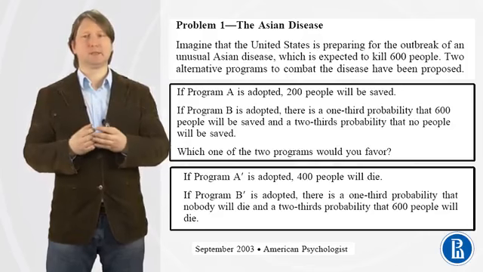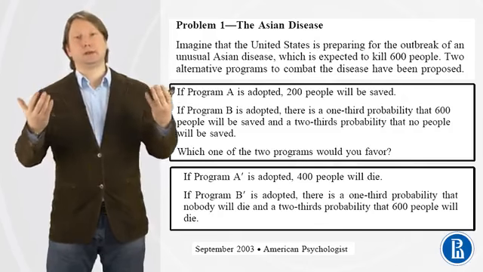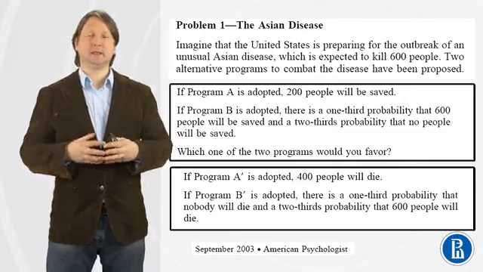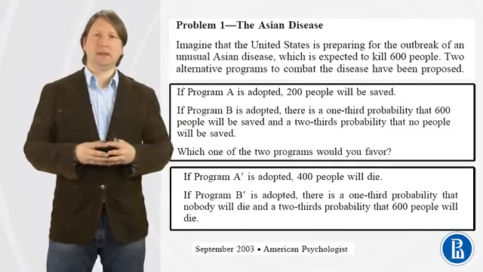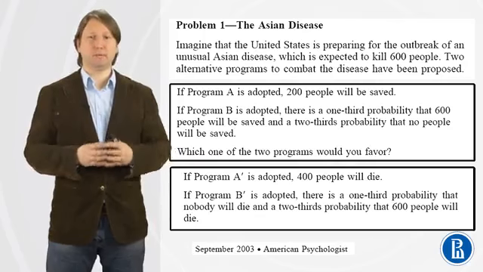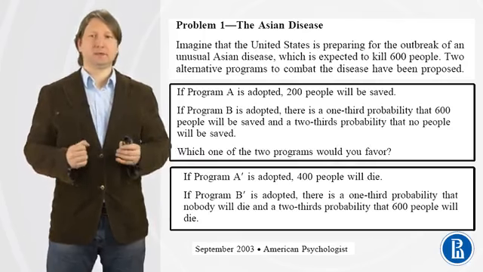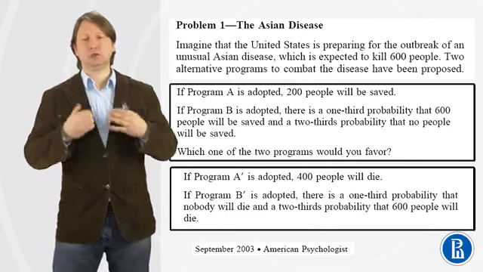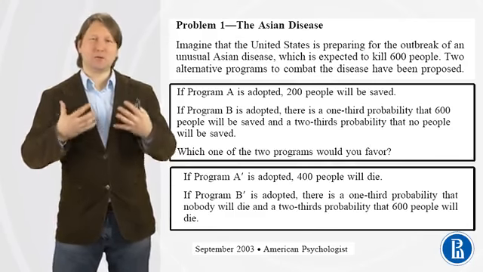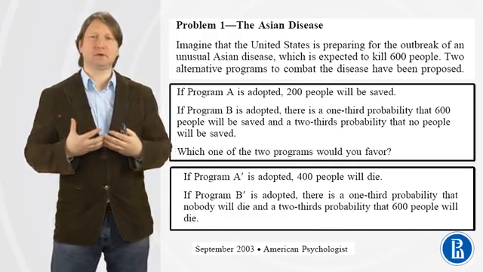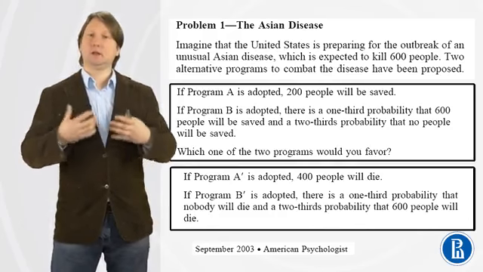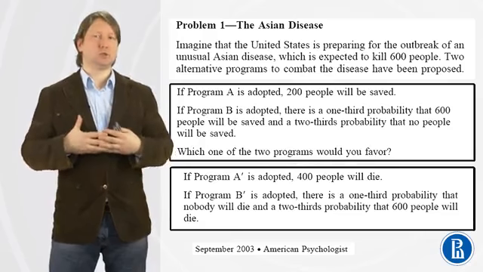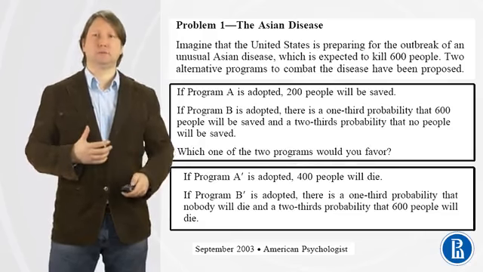In the first case, it is framed in the gain domain, so 200 people will be saved. But in the second case, it is framed in the loss domain. It suggests that 400 people will die, but these are identical programs. So surprisingly, simply the framing of the options can change our decisions. Our rationality is quite limited, because we cannot say that we are logical and consistent. Our decisions are very much dependent on the framing of the options.